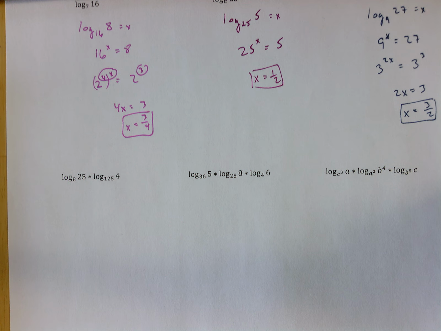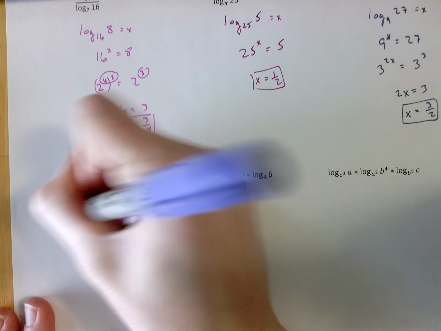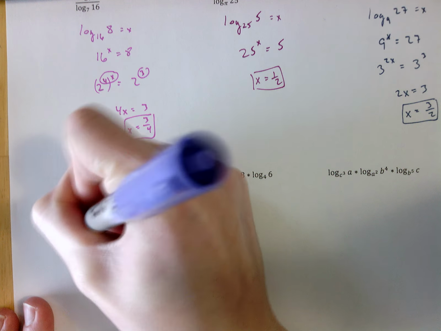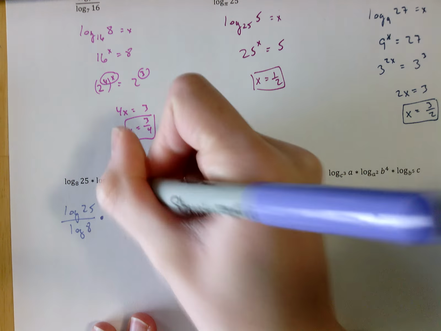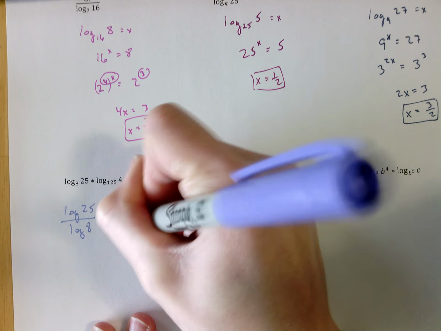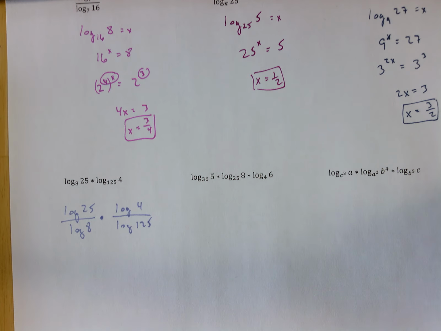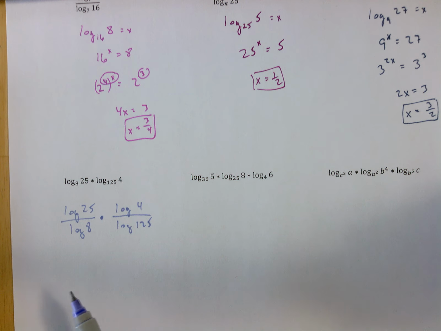So what I'm going to do instead is use this change of base rule and see where that gets us. So this guy I can rewrite as the log of 25 over the log of 8. Okay, and we're multiplying that by this guy, which I can rewrite as the log of 4 over the log of 125. Okay, so now I'm going to see just how much I can simplify these. I'm noticing that some of these arguments are powers of another number. So I'm going to go ahead and rewrite those as powers of a number.